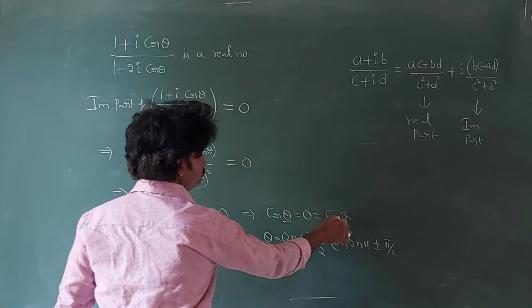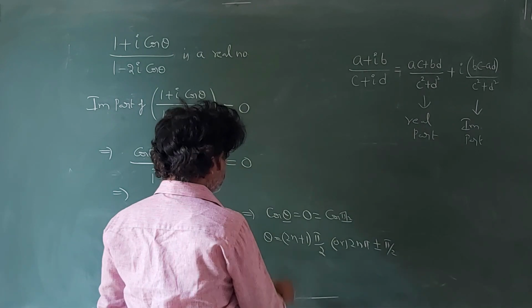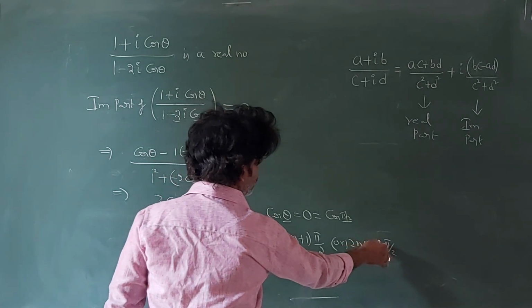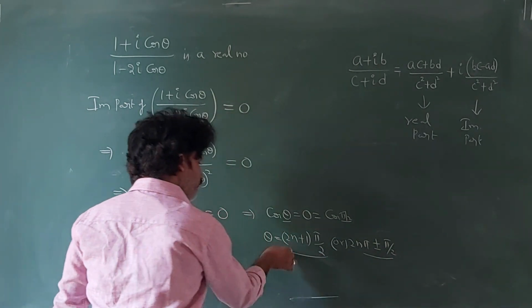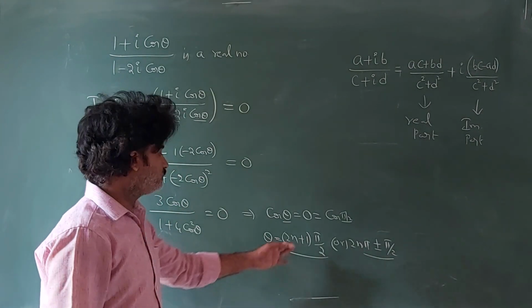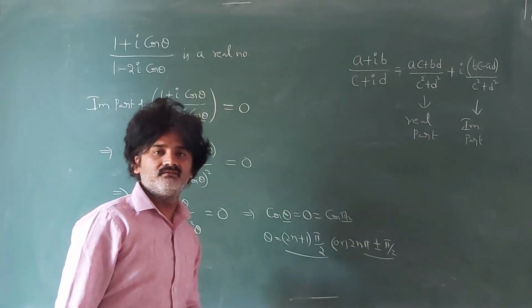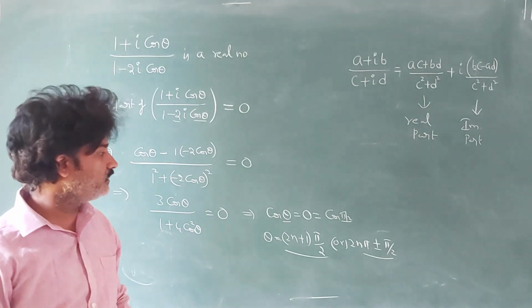It is like cos theta equal to cos alpha, then theta equal to 2n pi plus or minus alpha. Either like this you can write or like this you can write. In the options, either one of them will be given. Right? So check which option it is.